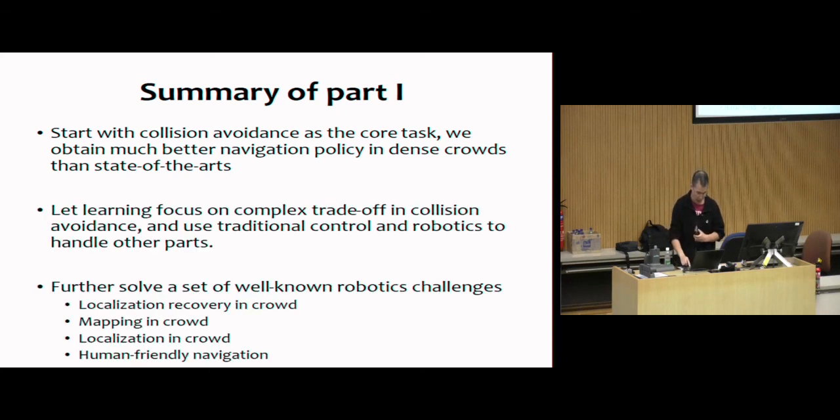We let learning focus on the trade-off in collision avoidance and use traditional control and robotics techniques to handle the other parts. As we can see, we solve some challenges in robotics, including localization, mapping, and SLAM, and also human-friendly navigation. So this is the first part and the first example.